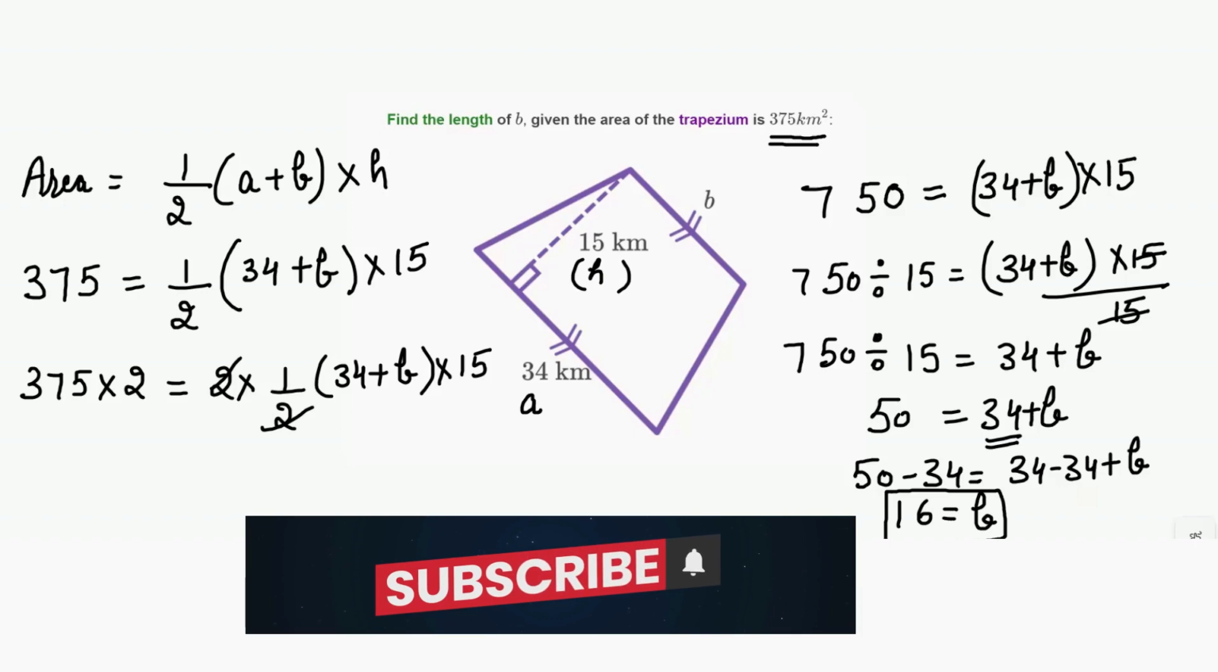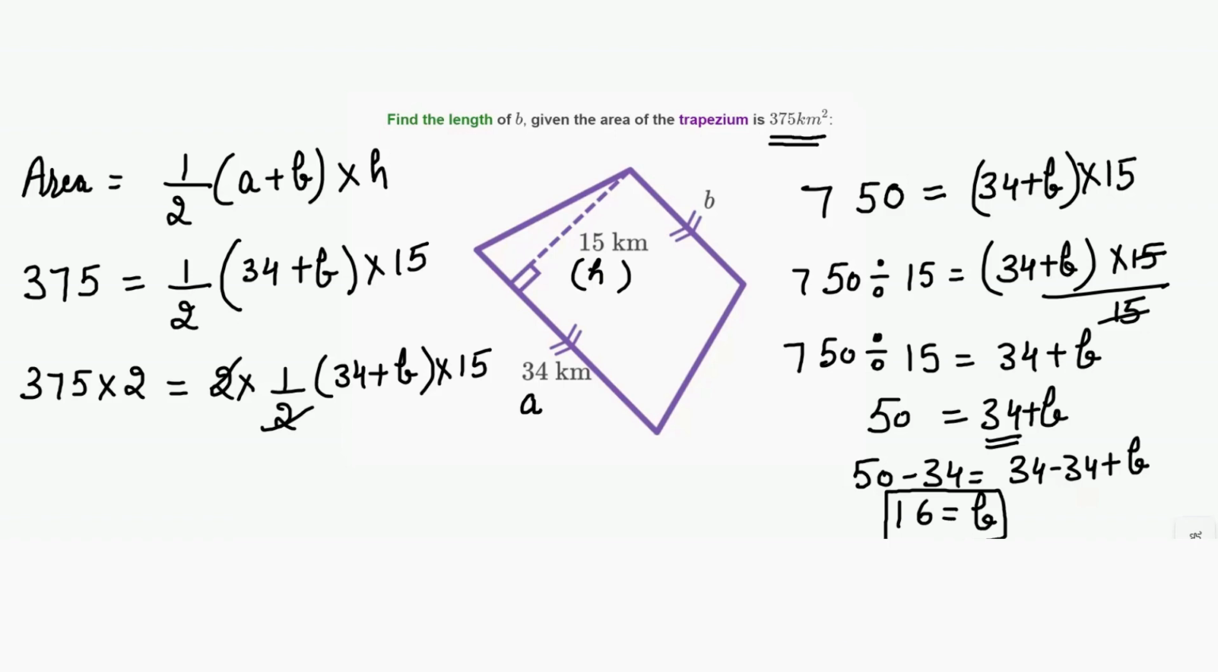Now the next step is we have to get rid of 15, so we will divide both sides with 15. On the right hand side we can cancel 15 with 15. On the left hand side when we divide 750 with 15 we will get 50.